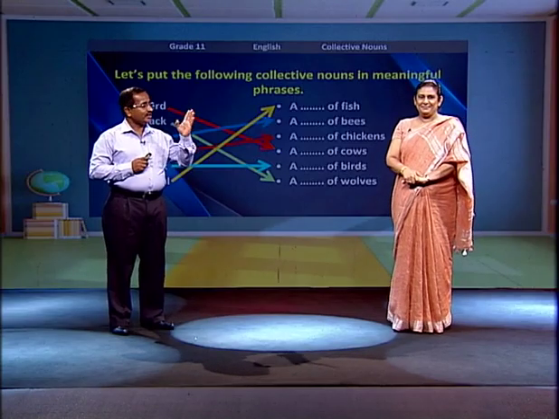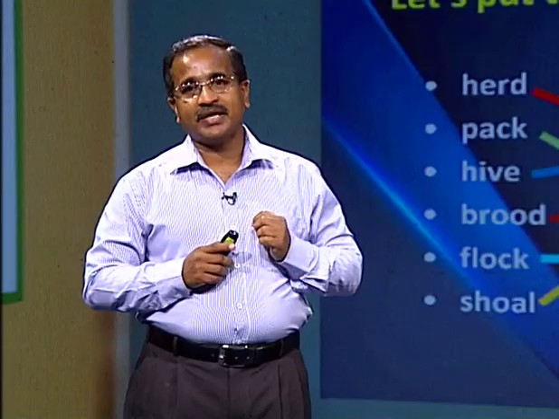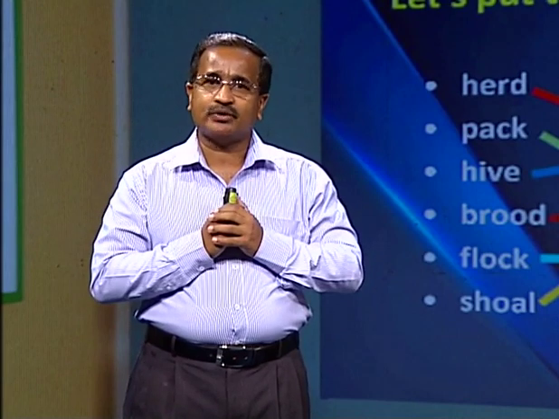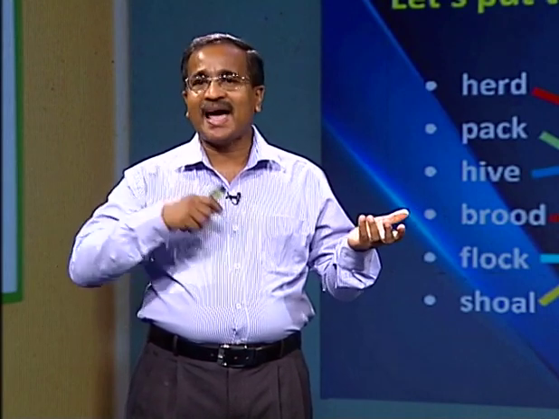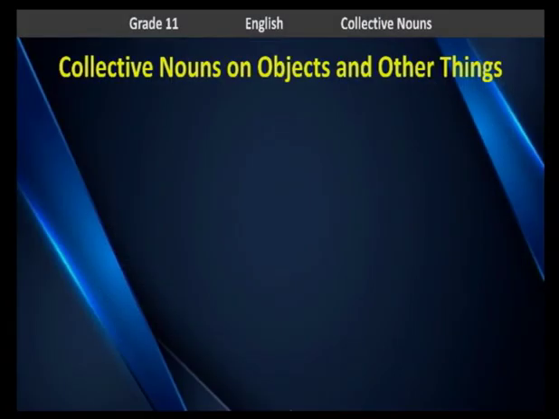Right. Now we have discussed the collective nouns on animals and the collective nouns on people. In the next slide, we are going to discuss how we can use the collective nouns on objects and other things. Let's have a look at the next. Collective nouns on objects and other things. Right. When can we use a heap, sir?